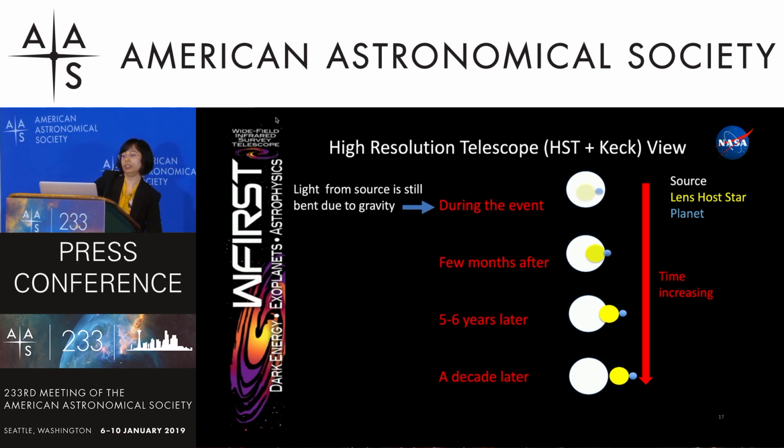And a few months later and even a few years later, 5 to 6 years later, this whole thing has moved away. And then the source brightness has come back to normal. And what we see is basically elongated source and lens. So we don't see them resolved, but we still see them elongated. And if we observe a decade later, then we will see them totally separated. So this is the time when 5 to 6 years later, that's when we took the observation.